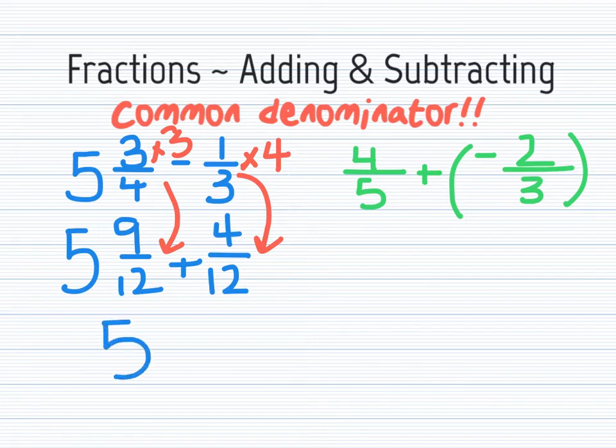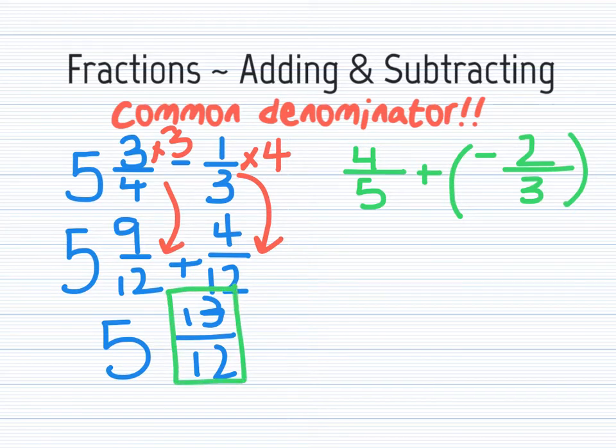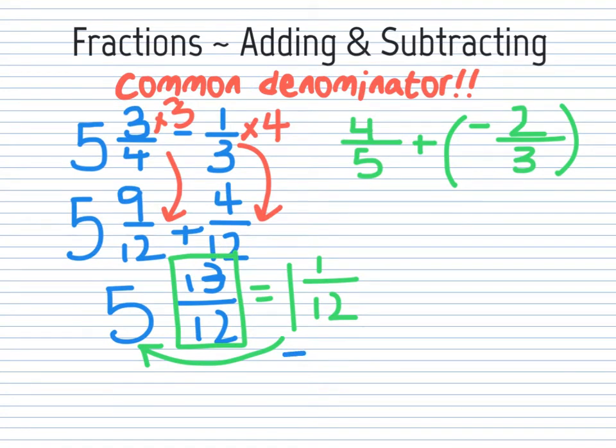I write my whole number 5, and then I add my numerators together, which is 13 over 12. Now remember, whenever you have a larger numerator than a denominator, you need to rewrite that. So I'm just going to worry about my 13/12. I'm going to write that as 1, because 12 goes into 13 one time. There is 1 left over, and that is 1 and 1/12. But don't forget, you already started with 5. So if you put that 5 and 1 together, you get a total of 6 and 1/12. And that is in simplest form.